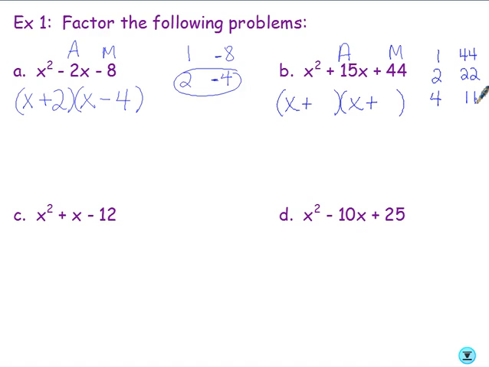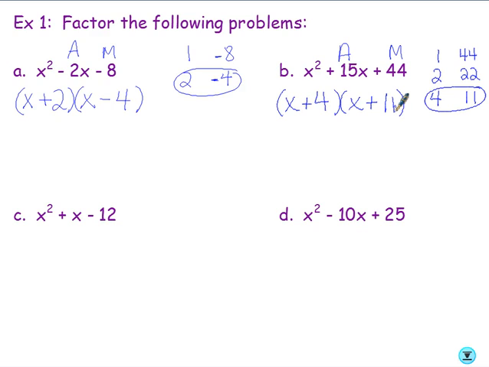So now we're looking for which pair adds up to 15. 1 plus 44 is 45. That doesn't work. 2 plus 22 is 24. That doesn't work. 4 plus 11 is 15. And that's your pair. So I'm going to put a 4 here and an 11 there.